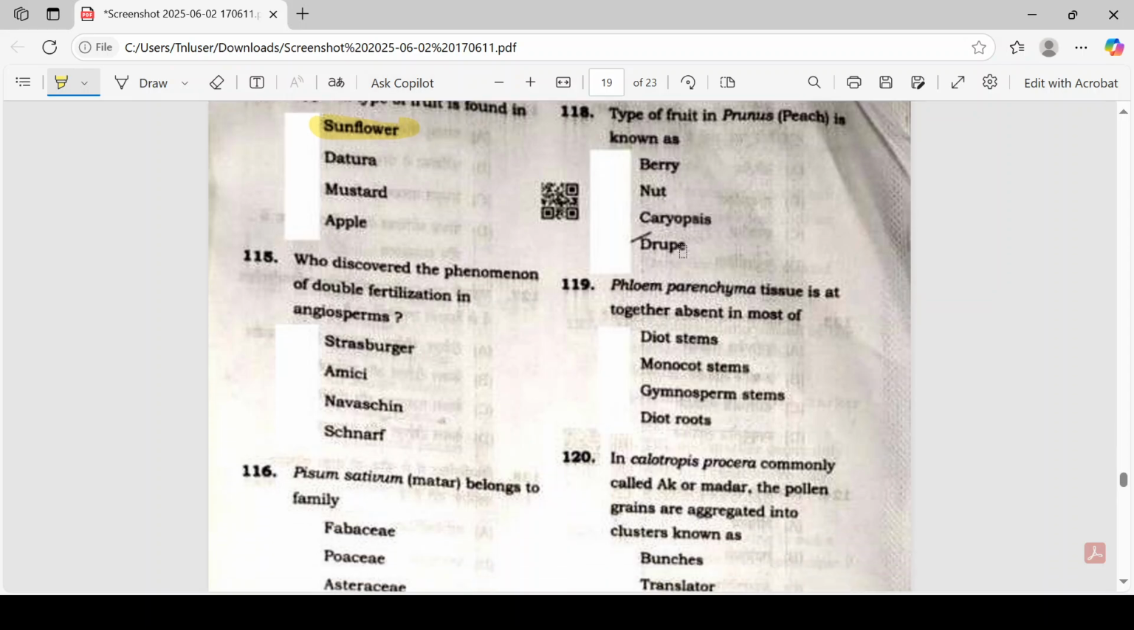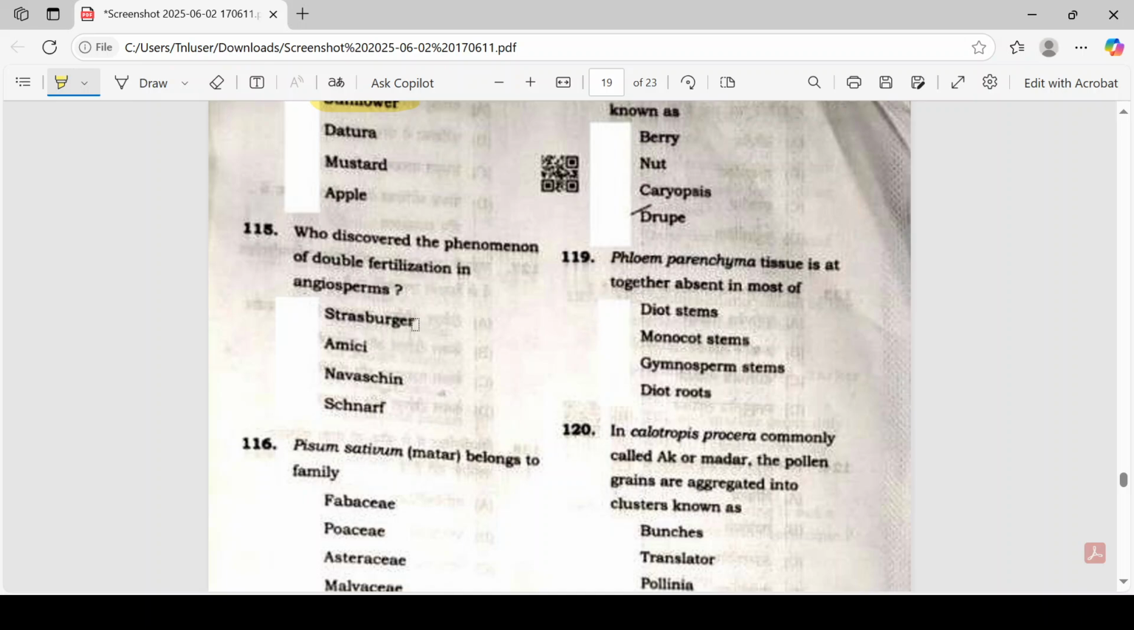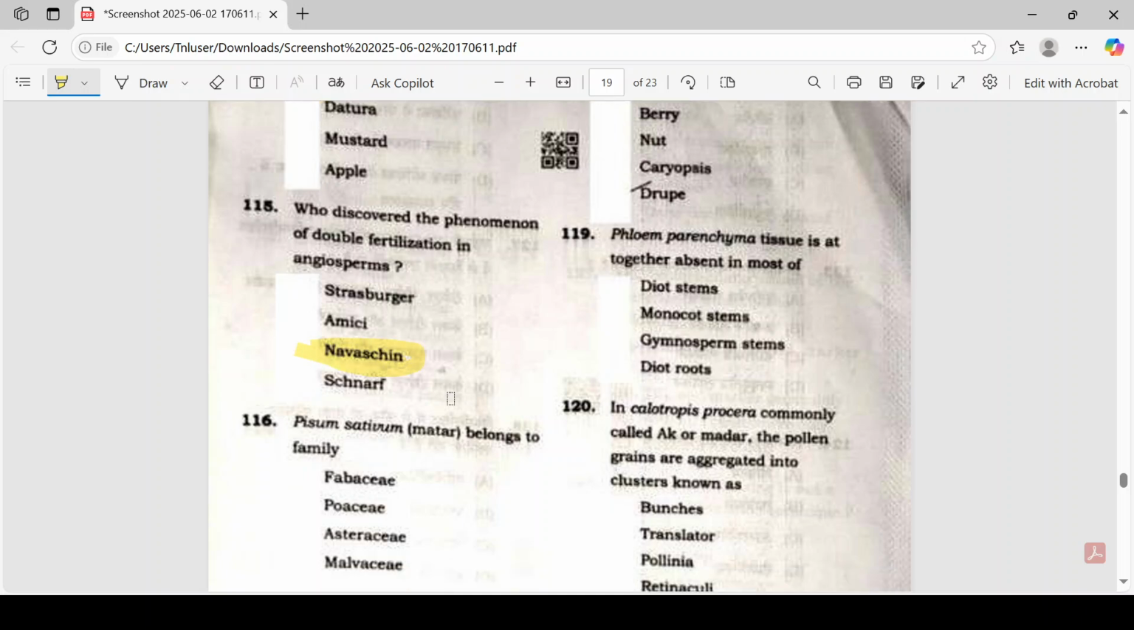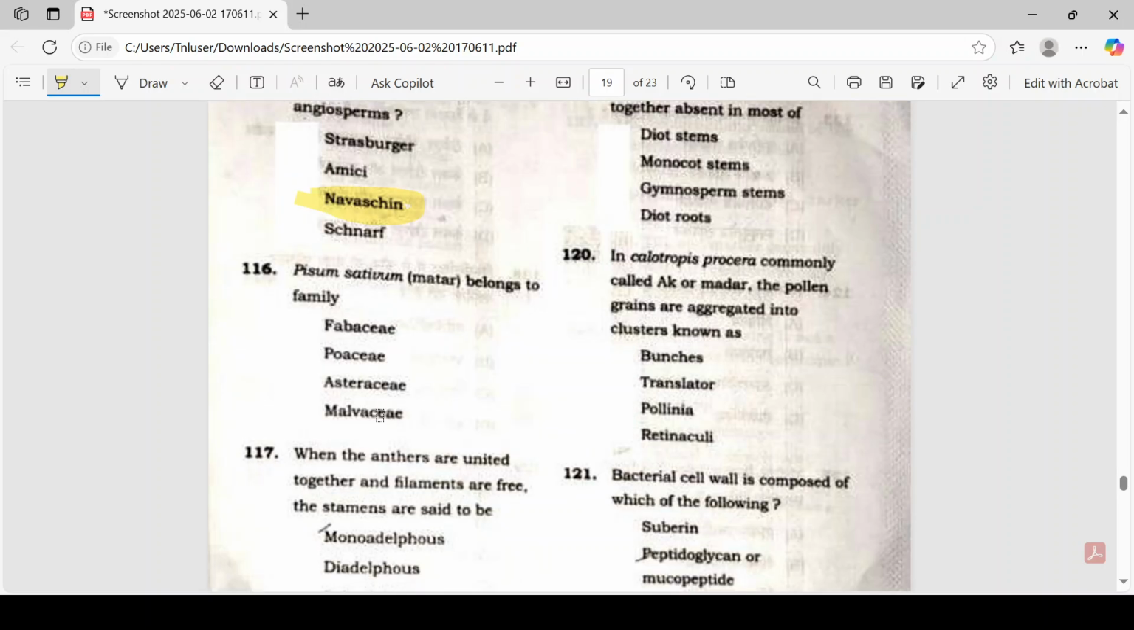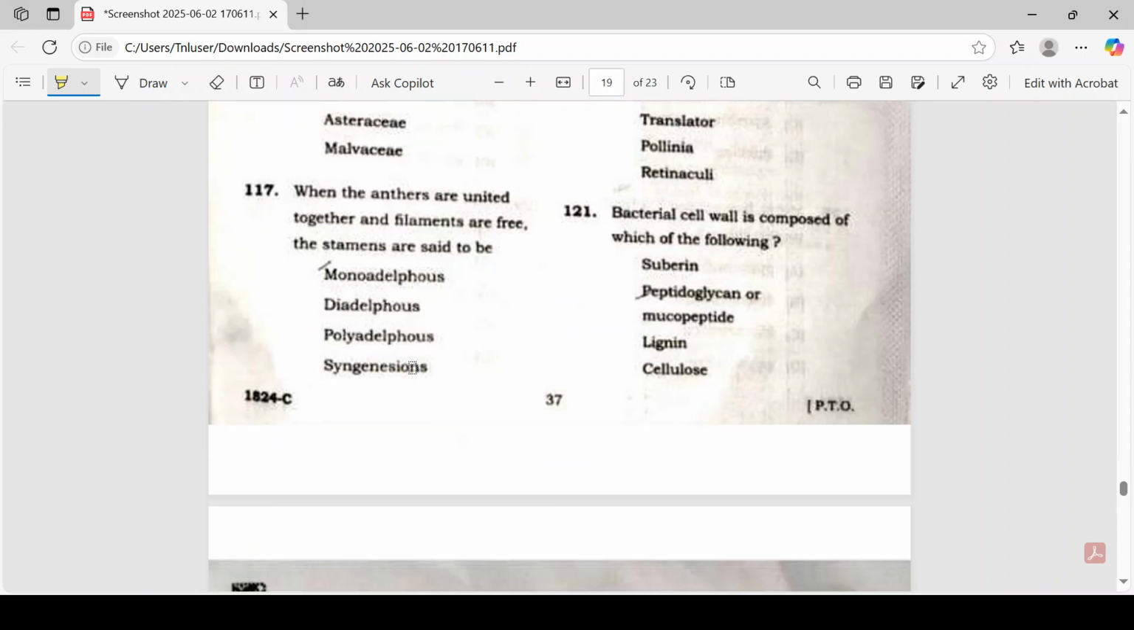Now, who discovered the phenomenon of double fertilization in angiosperm? The correct answer will be Nawaschin. Option number C will be your correct answer. Okay. Question number 116. Pisum sativum, that is matar, it belongs to which family? So, Pisum sativum, that is pea, belongs to Fabaceae. Okay. Next question 117. When the anthers are united together and filaments are free, it is asking about stamens, right? So the correct answer will be syngenesious. So that is option number D.